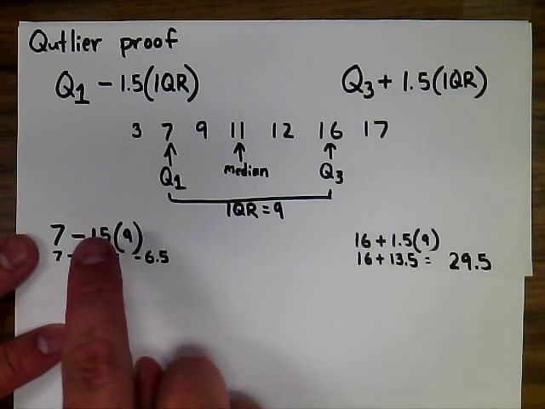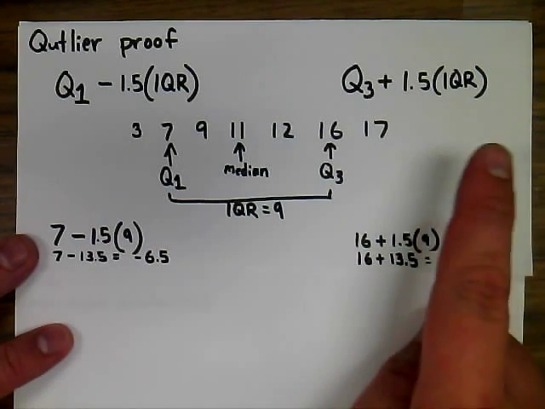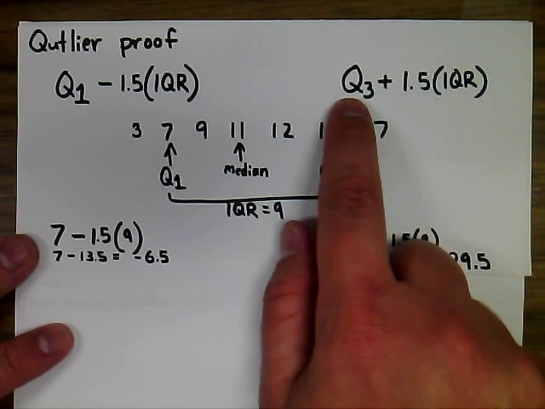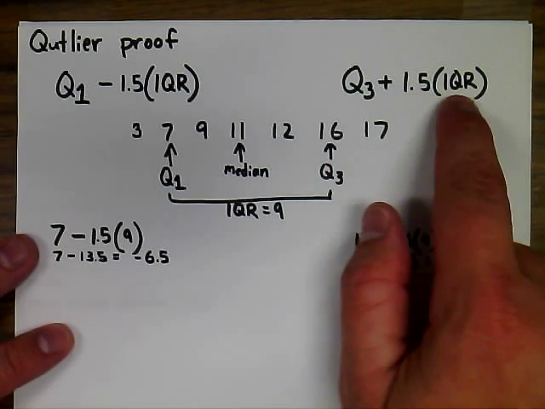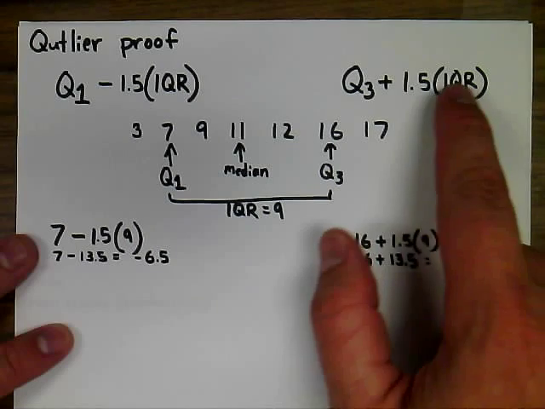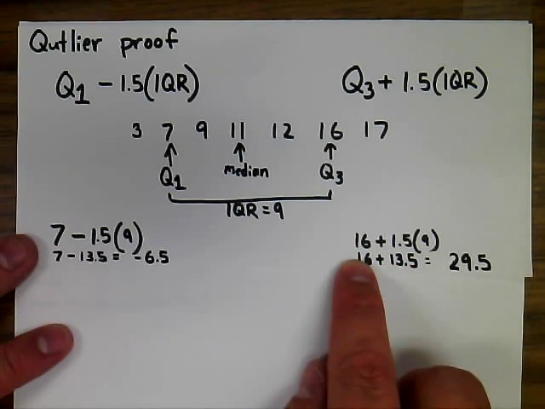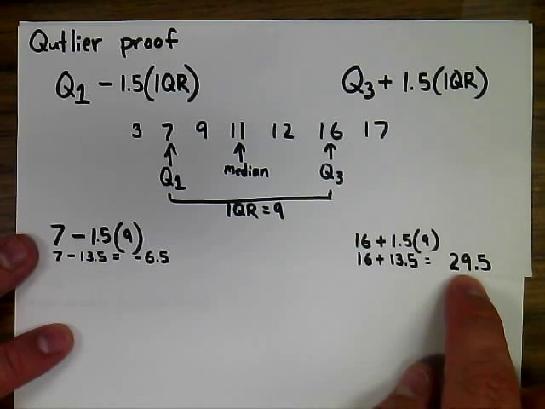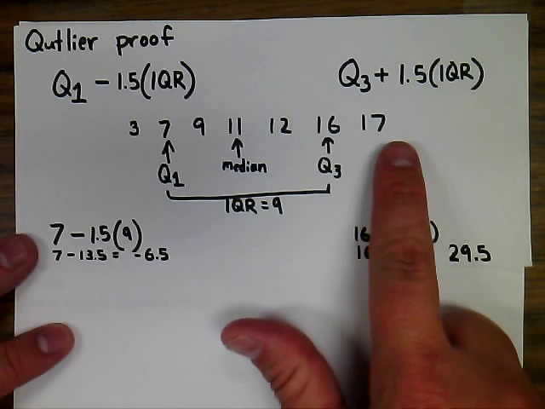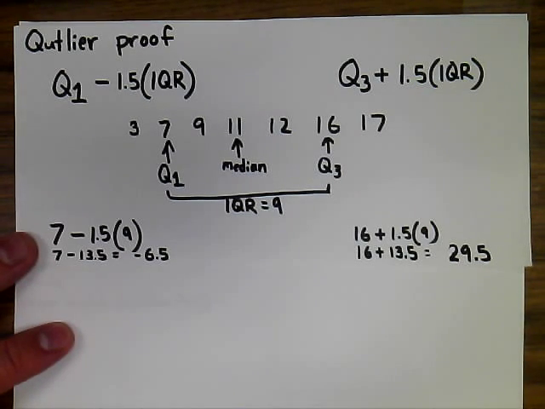Now, you can do the same thing for the right side of the data, or the greater edge of the data, and you can do quartile 3 plus 1.5 times the IQR. So you can see 1.5 times 9 is 13.5. Add that to 16, and you'll see that any number 29.5 or higher would be an outlier. And again, our highest number is 17, so there's no outliers in this data. This data is relatively close together.